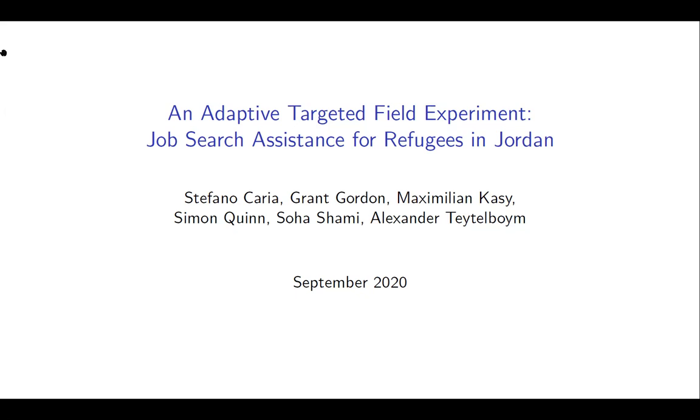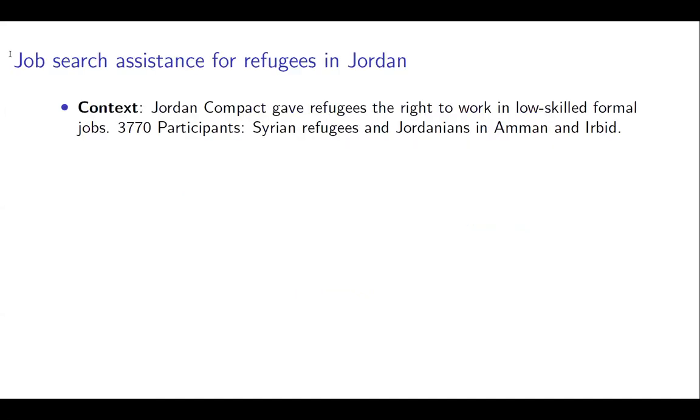Hi, everyone. I'm going to talk for the next few minutes about a new working paper that we have, reporting results from an adaptive targeted field experiment in which we provide different kinds of job search assistance in Jordan. Our experiment takes place with 3,770 participants in the Jordanian cities of Amman and Irbid. We work with a combination of Syrian refugees and also with Jordanians.